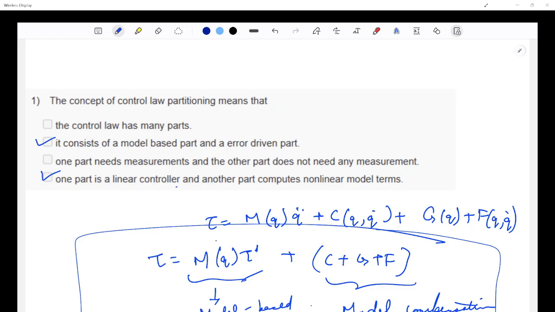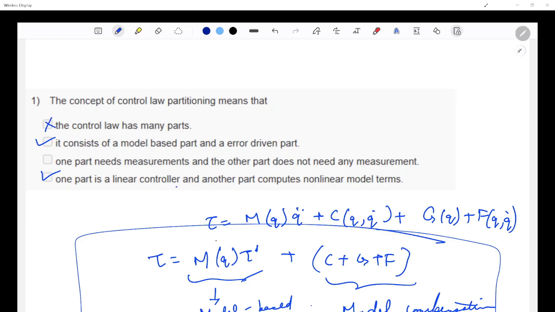The first option is the control law has many parts. It is not about many parts, and it does not capture the specific structure. Partitioning is about two meaningful components here. Partitioning is not arbitrary splitting. It has a very specific purpose. Okay, so this is wrong.